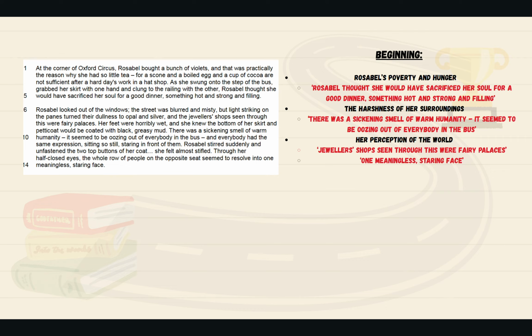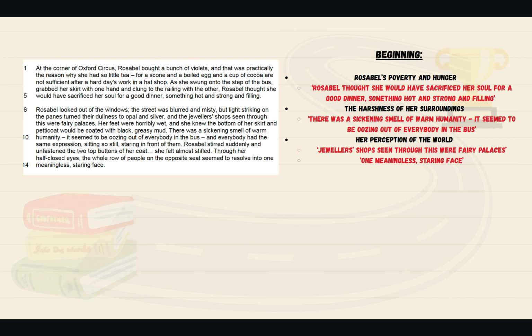So now I'm going to put all of this into a paragraph about what's happening at the beginning of the text. This is my paragraph here. I've said, at the beginning of the extract, the writer focuses the reader's attention on the harshness of Rosabel's surroundings and her perception of the world. This can be shown through the quote, "jewelers' shops seen through this were fairy palaces." Here, the metaphor fairy palaces is used to romanticize the city, revealing Rosabel's imagination and longing for an escape from her reality. Perhaps the writer used this metaphor to suggest a contrast between Rosabel's harsh reality and her dreams. This makes the reader feel sympathy for the position Rosabel is in.